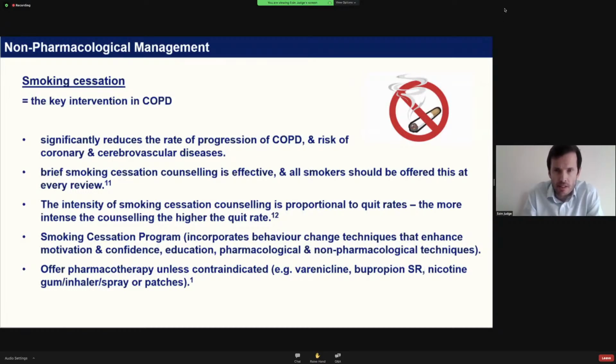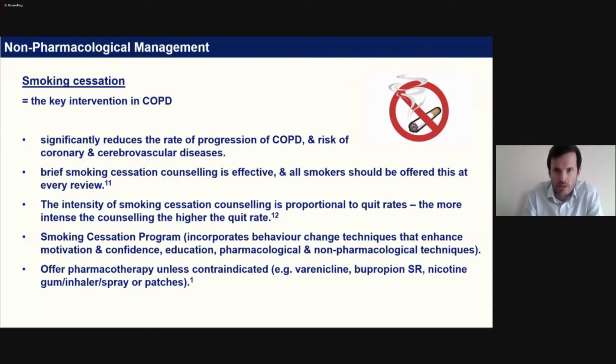Smoking cessation significantly reduces the rate of progression of the COPD, the risk of malignancies, and it also reduces the risk of coronary and cerebrovascular diseases. Even brief smoking cessation counseling has been shown to be effective, and all smokers should be offered this at every review. Indeed, there appears to be a dose-response relationship between the intensity of smoking cessation counselling and quit rates. In other words, the more intense the counselling, the higher the quit rate.